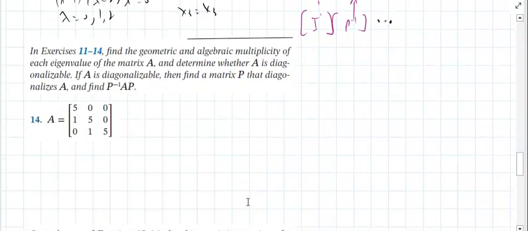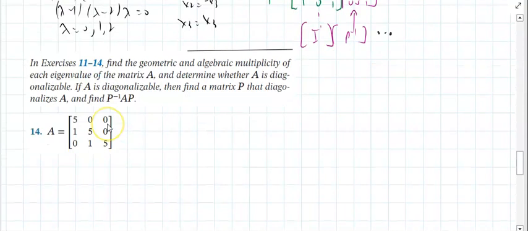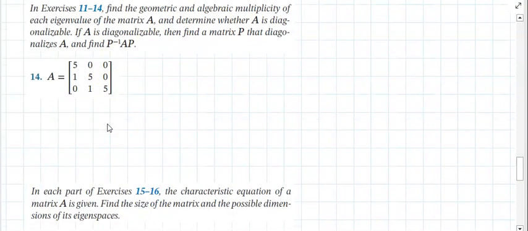Now, and here we are. Find the geometric and algebraic multiplicity of each eigenvalue of the matrix A and determine whether A is diagonalizable or not. If A is diagonalizable, then find the matrix P that diagonalizes A. Just find P, you don't have to find the rest.